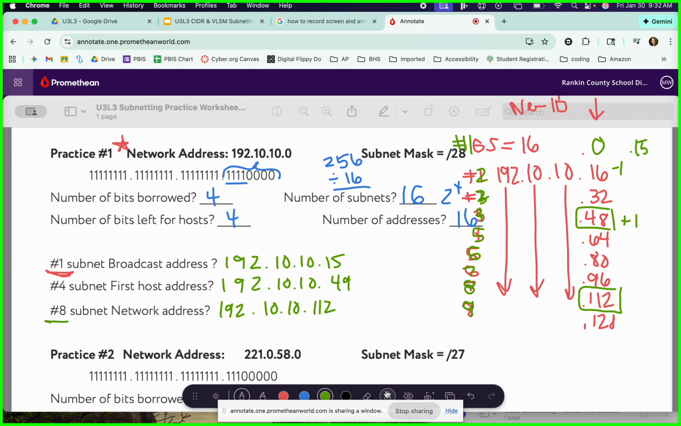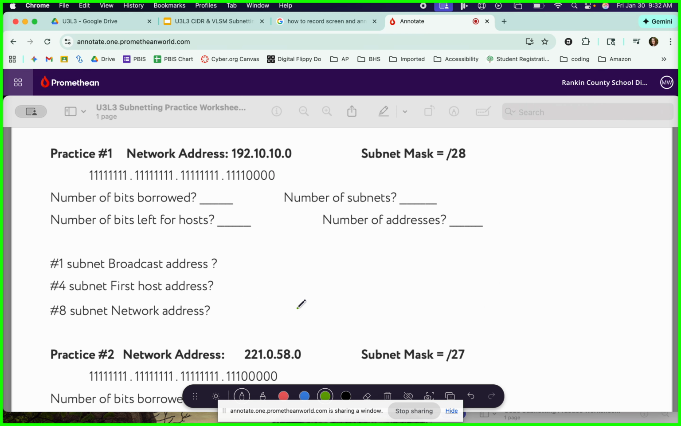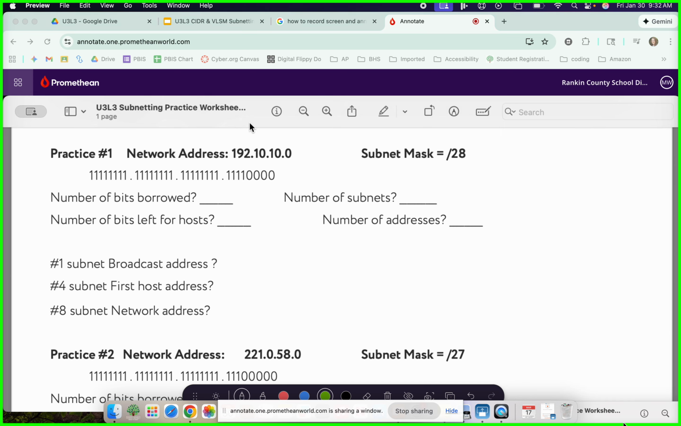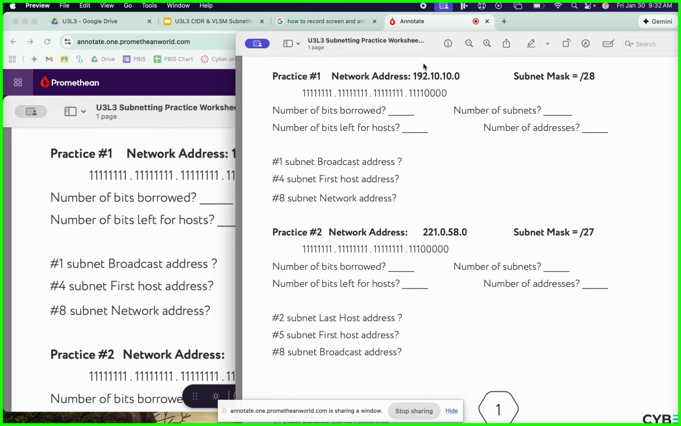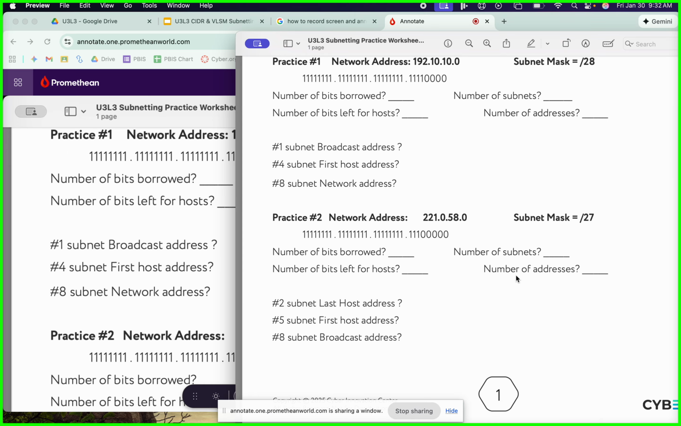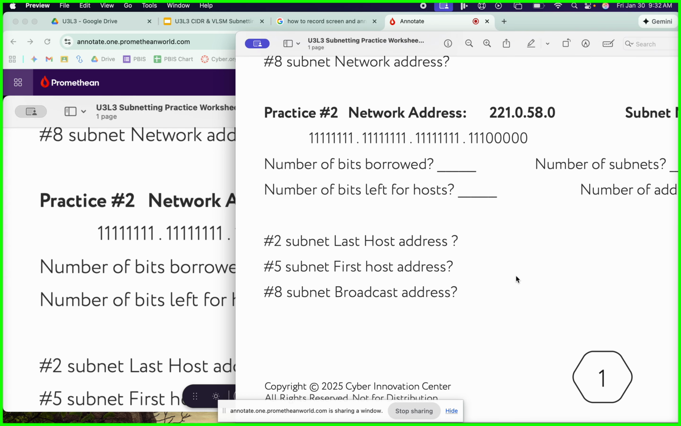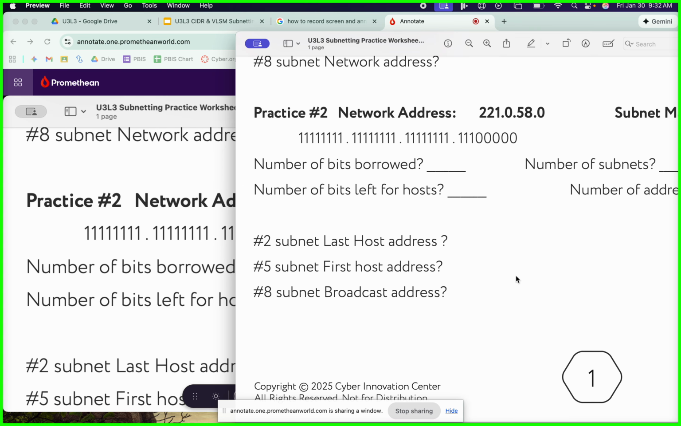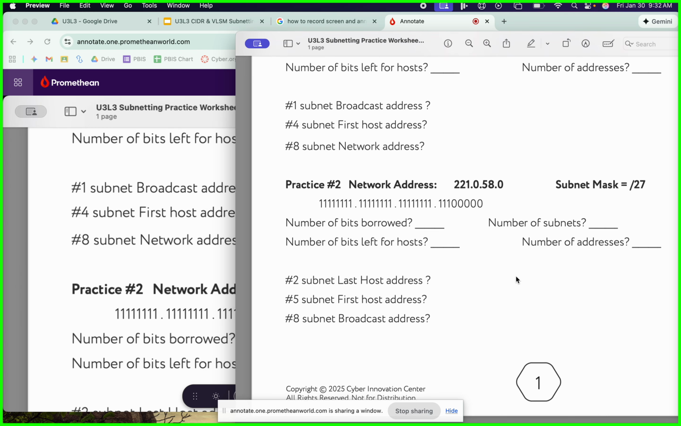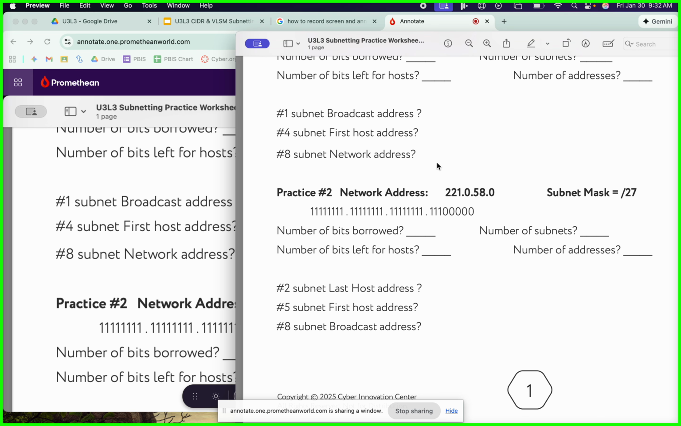So let's look at the next one. It's not going to let me go any further. Maybe. I don't know. All right. This one you're going to want to try on your own because I don't think I'm going to be able to do it with this method of screen sharing and recording. So try it on your own and see if you can get the answers. And then let me know if you have more questions.